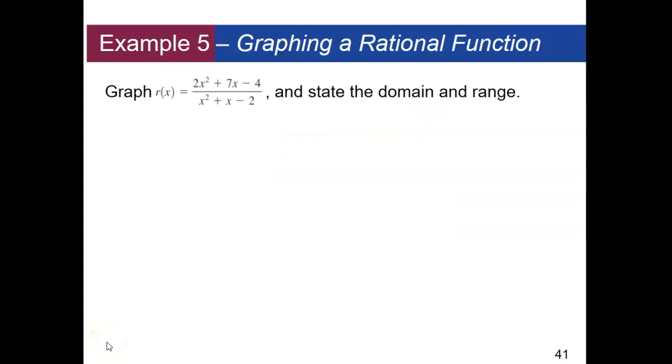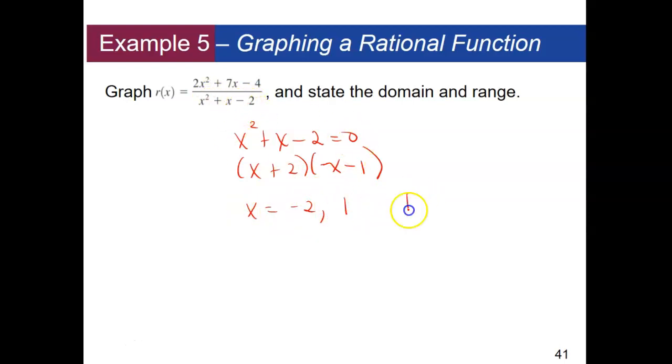So here's one last one for you to identify the domain and the range for. If you look at this one, the domain is going to come from the denominator. So we'll set this denominator equal to 0. We're going to get -2 and 1 as the places that the denominator would be 0. So my domain is going to be the set of all x such that x is not -2 and x is not +1.